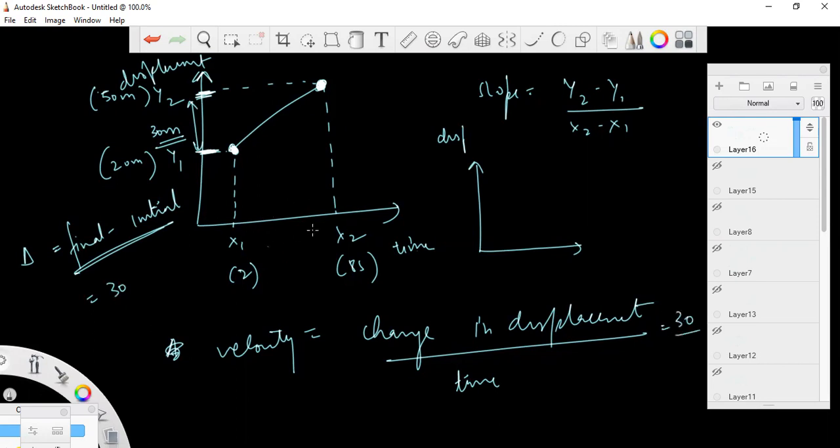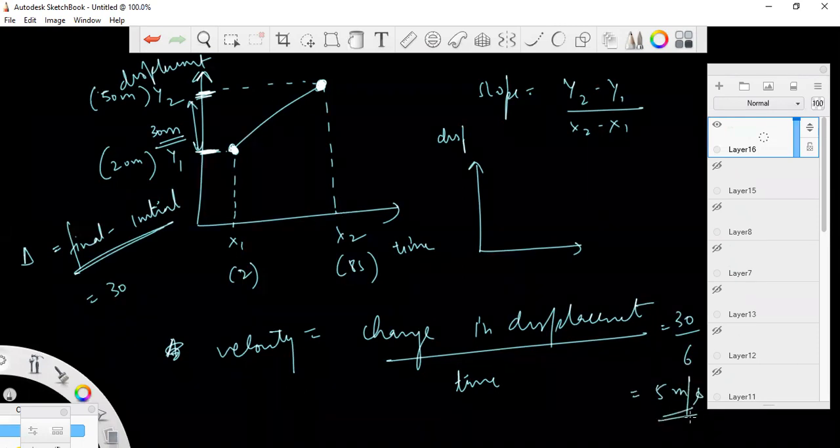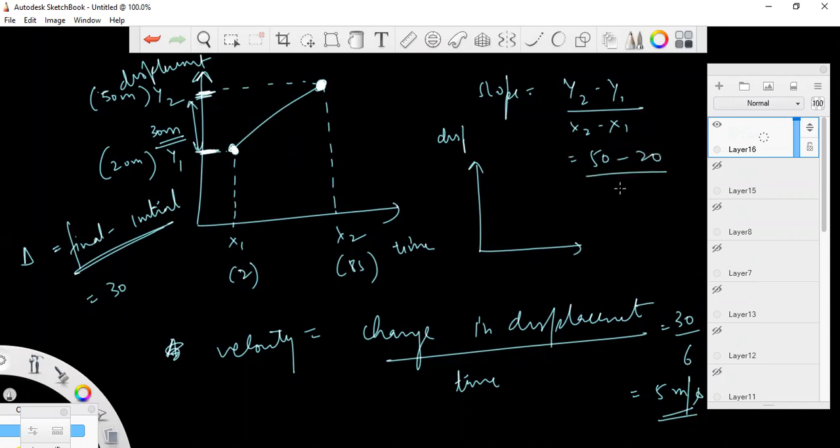And this change happened for this period, 2 to 8, which is 6 seconds. What is this? Is that fine? Isn't this the slope? Change in displacement. Can I say it is y2 minus y1 only? 50 minus 20 is y2 minus y1, right? And this is 8 minus 2. This is 30 by 6 only, right? So in this graph, what did I find? I found that the slope of a displacement time graph will give you what?